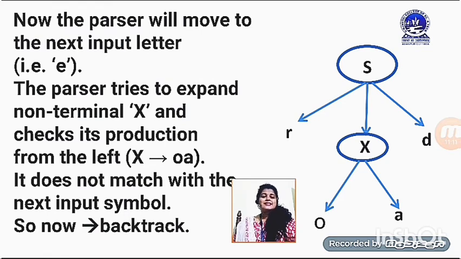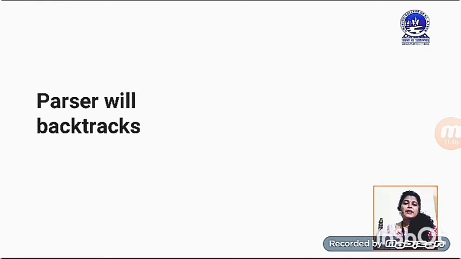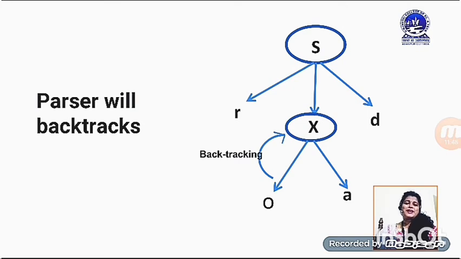S implementing RXT, then X implementing OA, but unfortunately we have not got our matched input, because if you take this string, the output will be ROAD, but we don't need this one, we need READ. For that reason, the parser will now do backtracking. The parser will backtrack and we will get this type of output. Actually, backtracking is nothing, it is just returning back to the previous section.